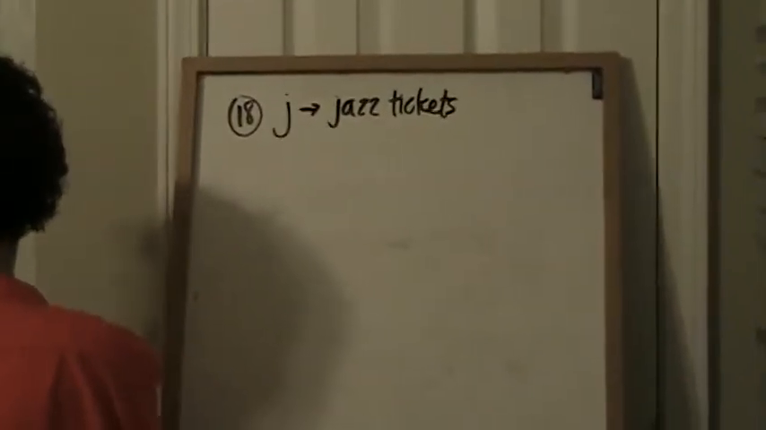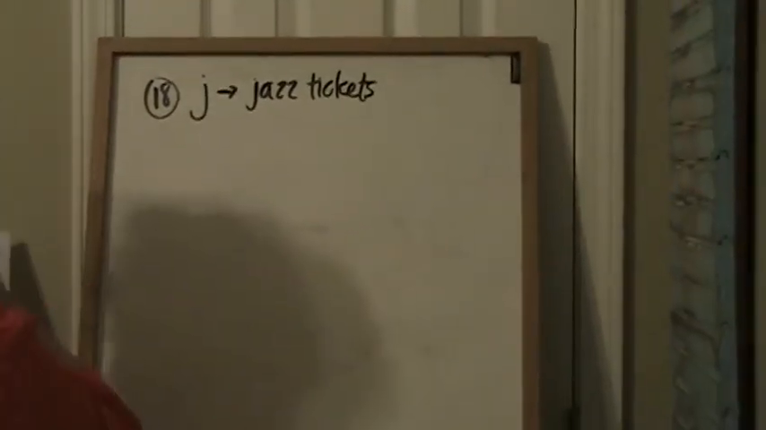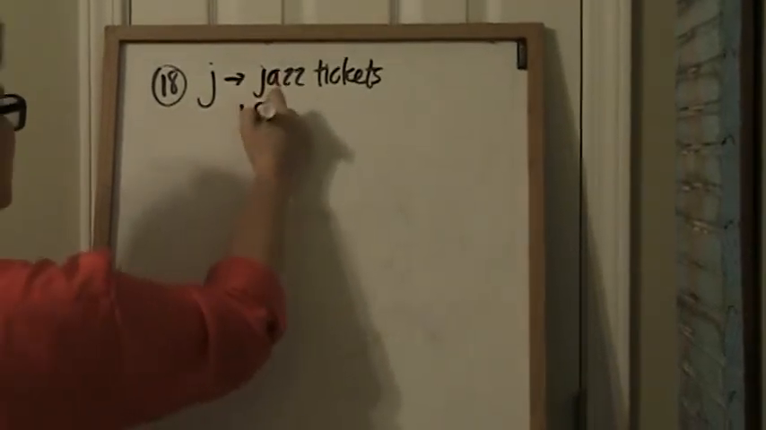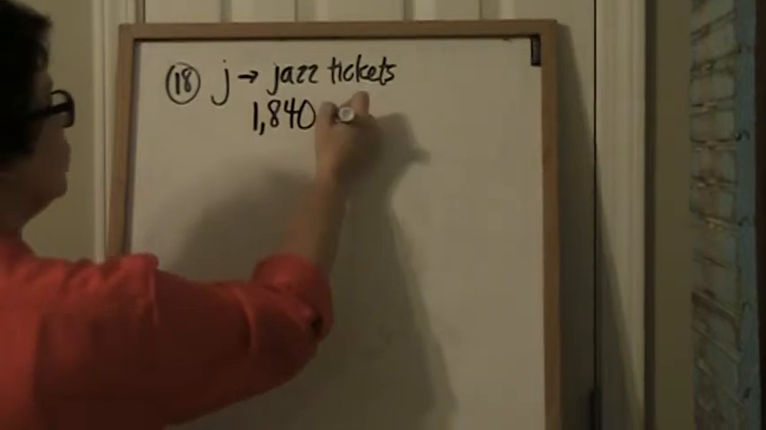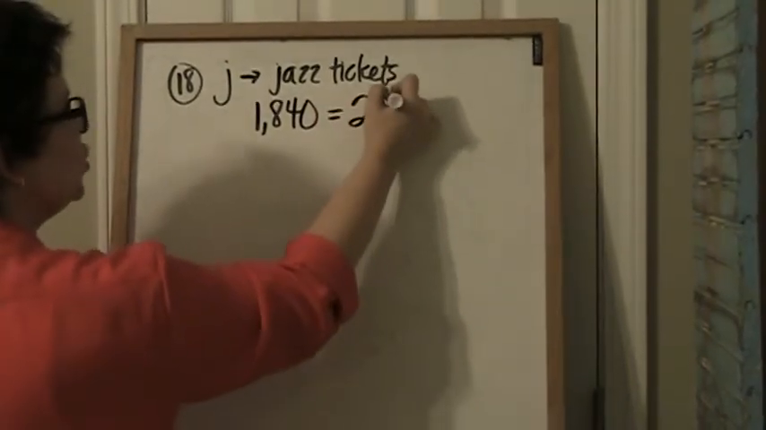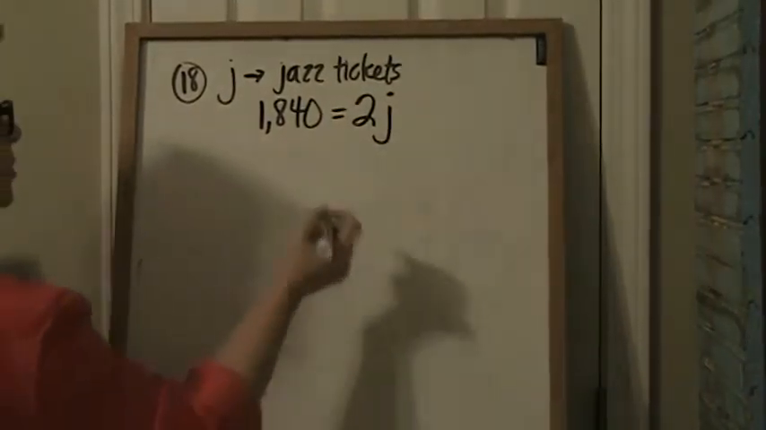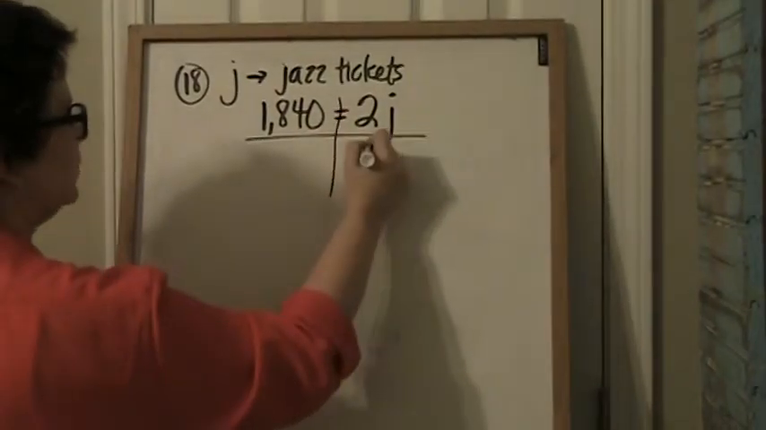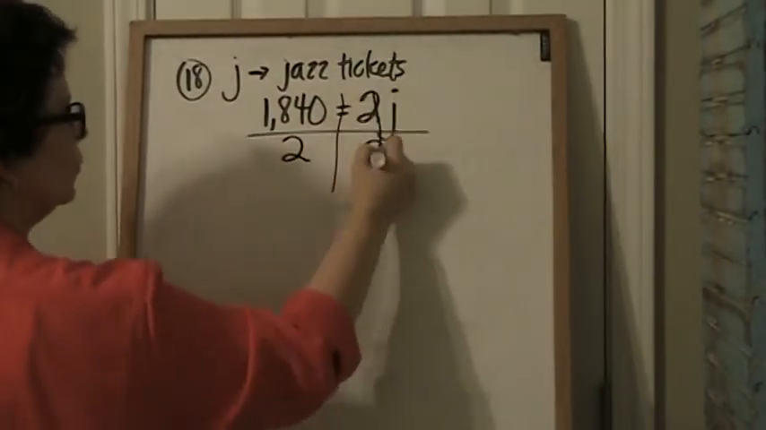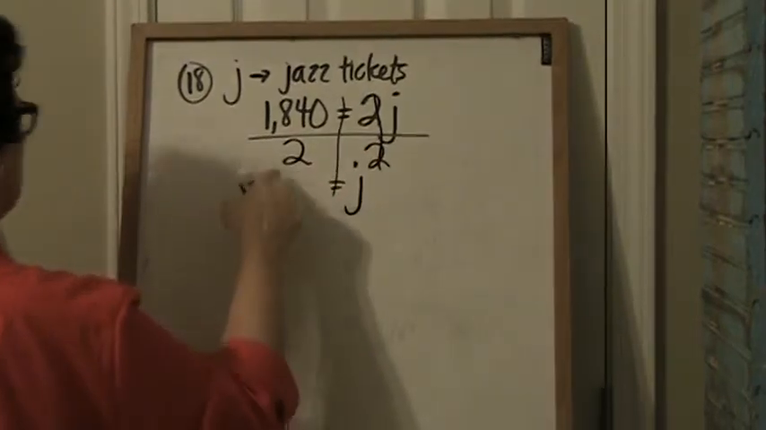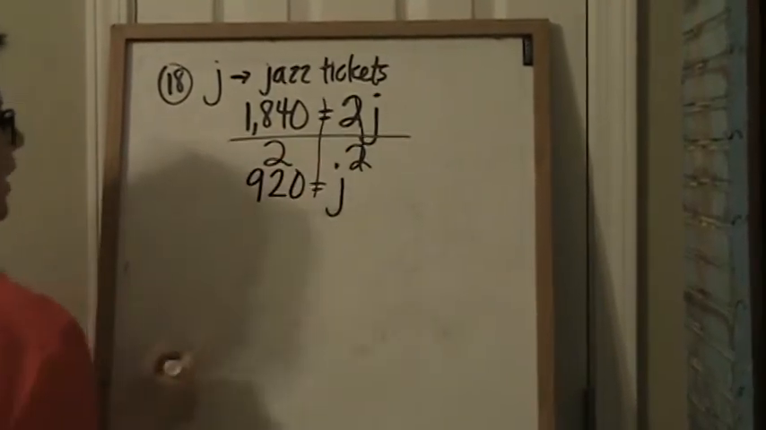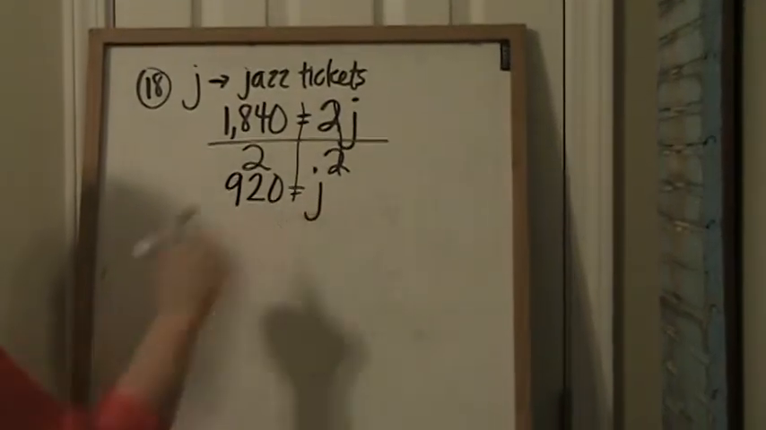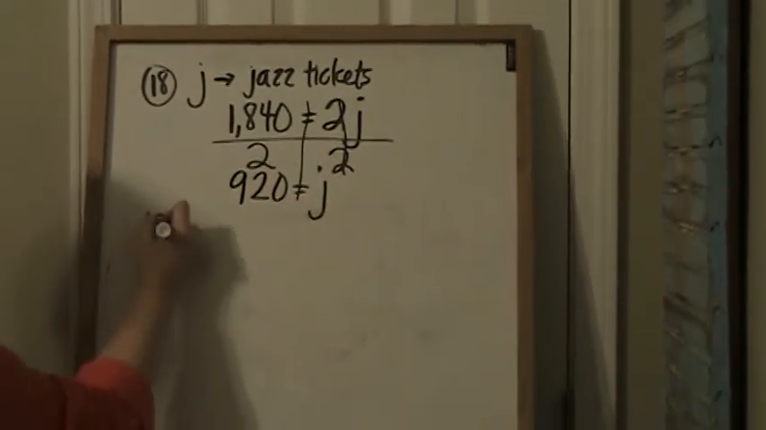Okay? So now my equation is going to be 1,840, which is the rock tickets, is equal to 2 times the jazz tickets. There's our equation. Divide by 2. That leaves me with J. 1840 divided by 2 is 920. 920 jazz tickets were sold.